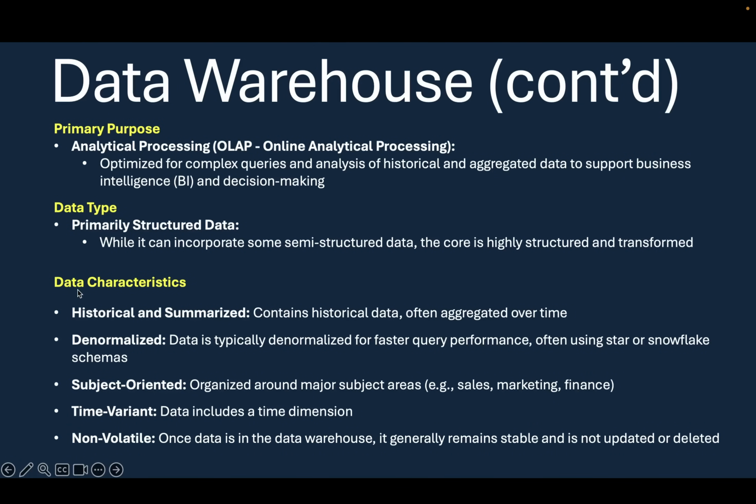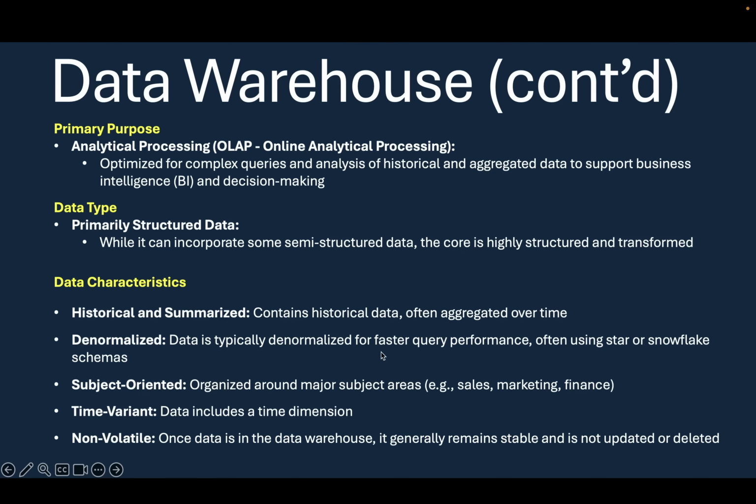And the data characteristics for the data in a data warehouse. Okay, so we have historical and summarized data. A data warehouse contains historical data, and this is often aggregated over time. It also supports pretty denormalized data. So this is the opposite of normalized data, and what this means is data is typically denormalized. The reason for this is faster query processing, and this is often using star or Snowflake schemas.